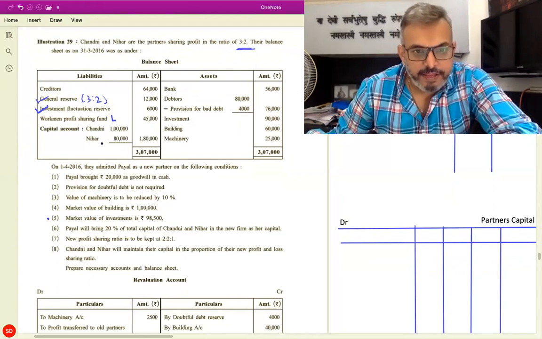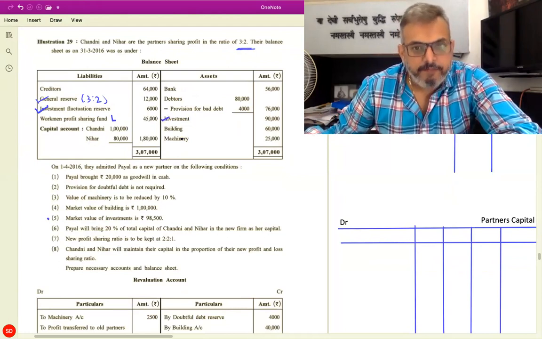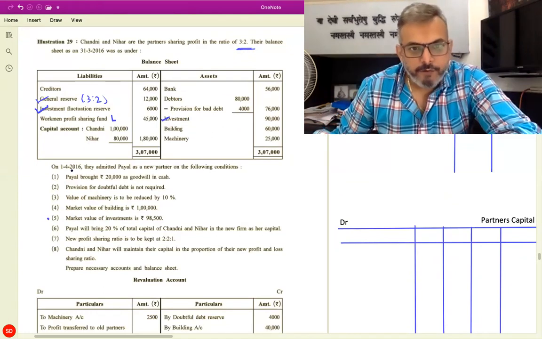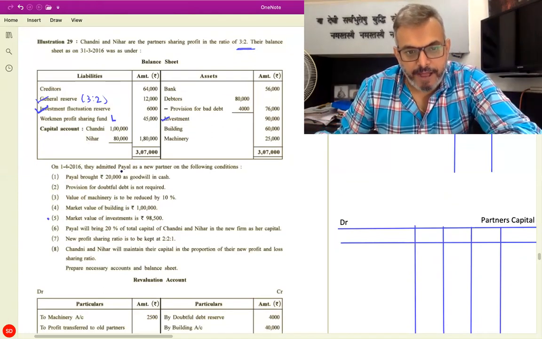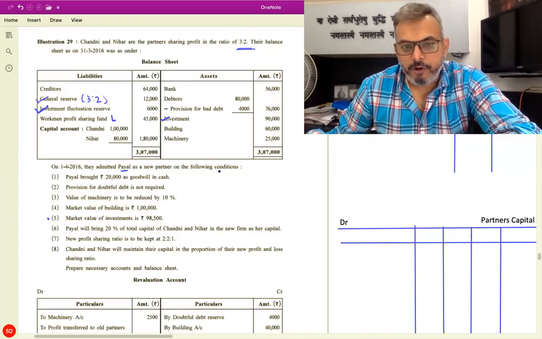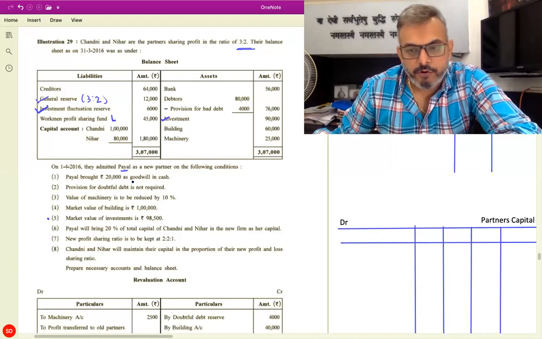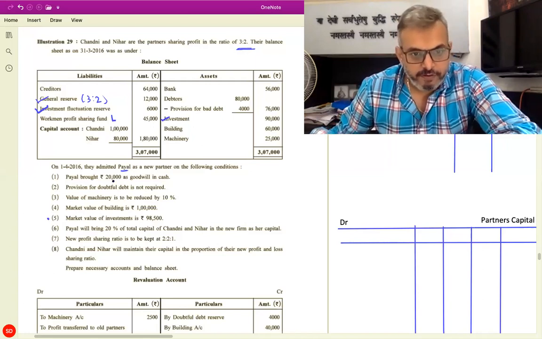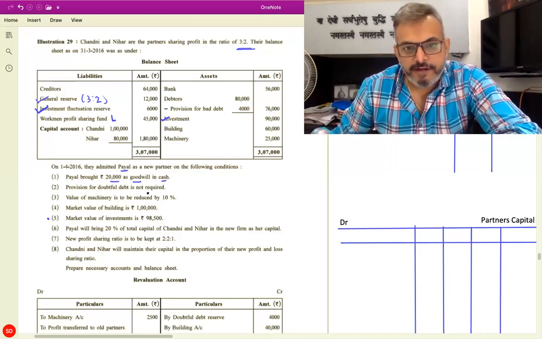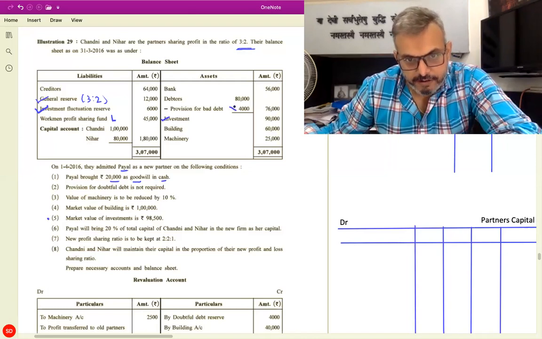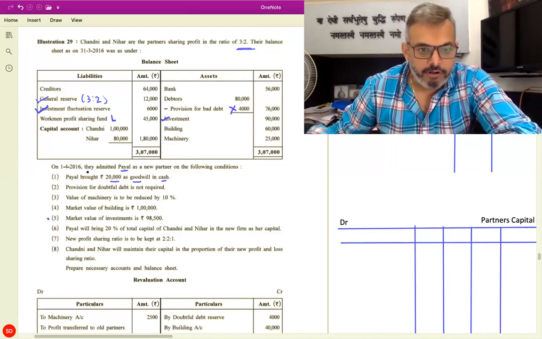Capital account Chandni and Nihar. Bank, debtors, provision for bad debt, investment, building, machinery. On 1/4/2016, they admitted Payal as a new partner on the following condition. First, Payal brought 20,000 as goodwill in cash. So 20,000 as goodwill in cash is coming from the new partner. Provision for doubtful debt is not required, so we cut it. We don't need to record it at all.